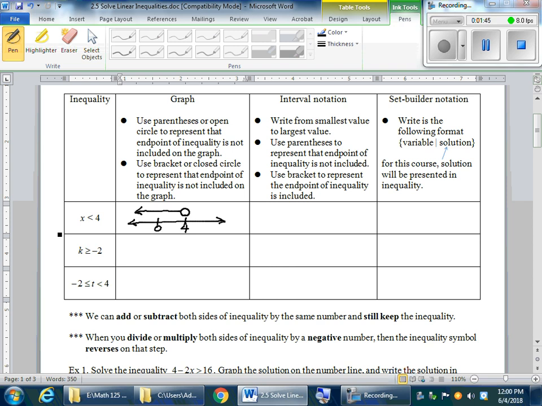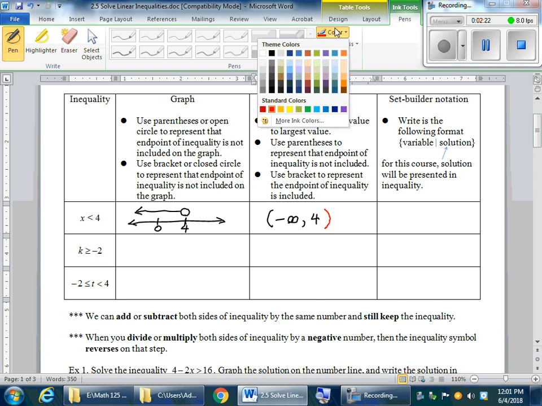Interval notation is basically writing from the smallest value to the largest value of the solution set. So according to this graph, our smallest value is negative infinity, because we keep on going. So we start with negative infinity all the way to 4. Negative infinity or positive infinity, we always use parentheses. For less than or greater than, we need to use parentheses to indicate it is not inclusive. So for less than, we indicate that 4 is not included by using parentheses. So that's very important. Okay?